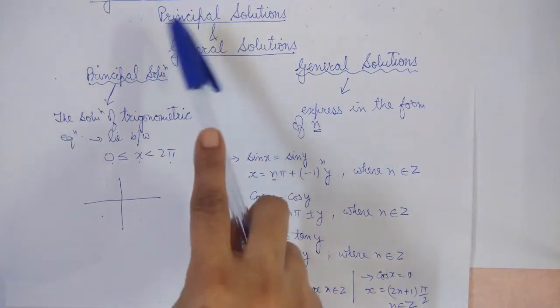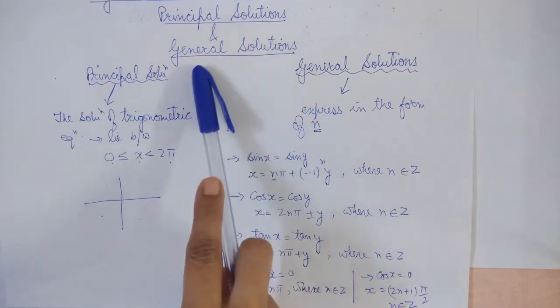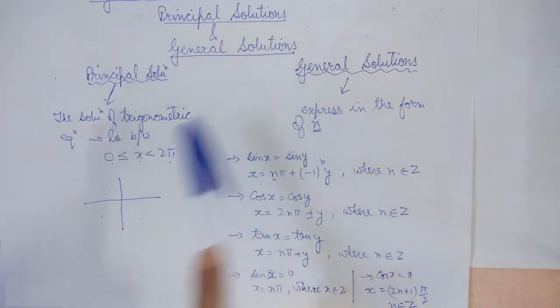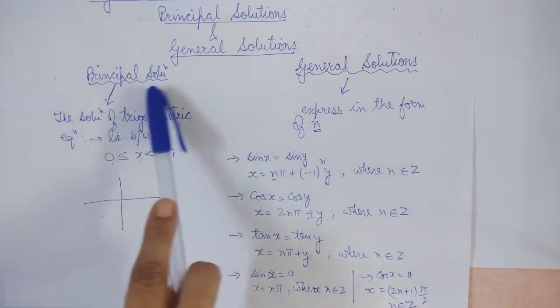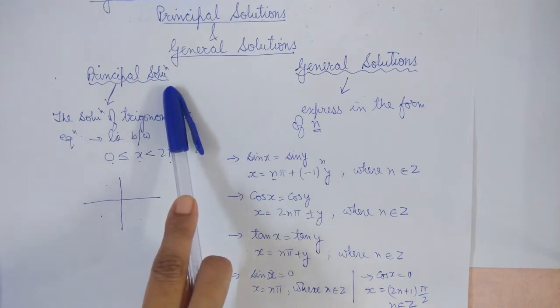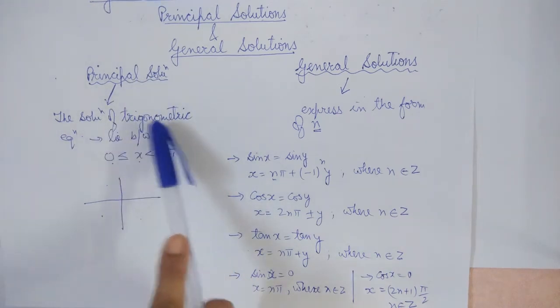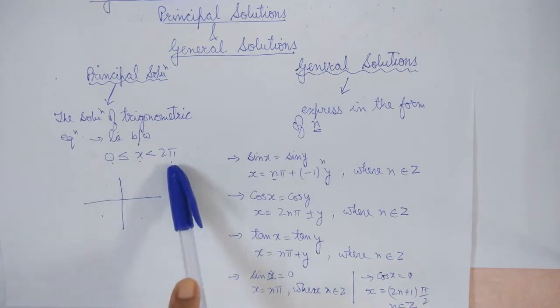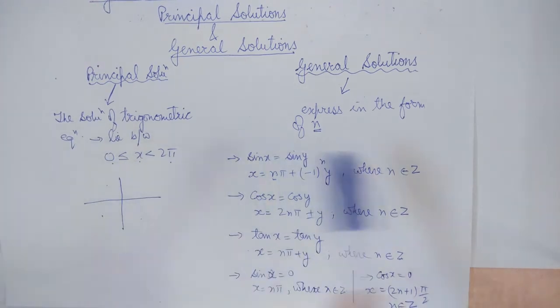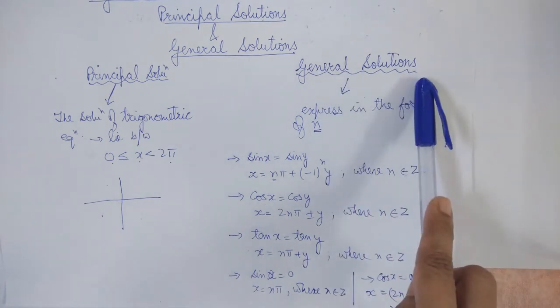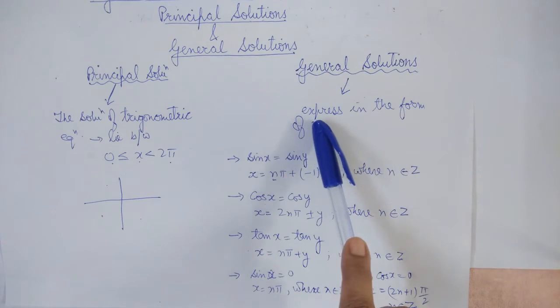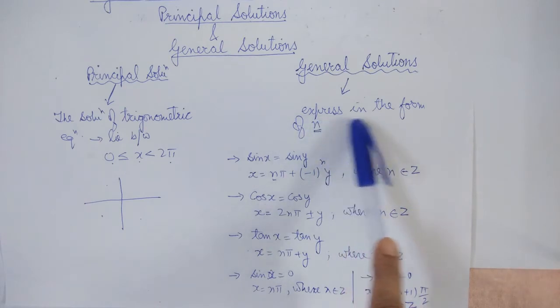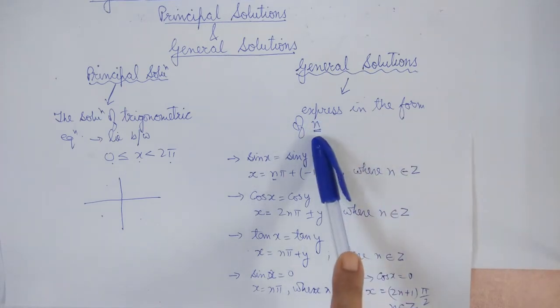In today's class, we will talk about principal solution and general solution. To find out the principal solution, the value of any trigonometric equation lies between 0 and 2 pi. But in case of general solution, the expression or the value of the trigonometric equation is in the form of n.